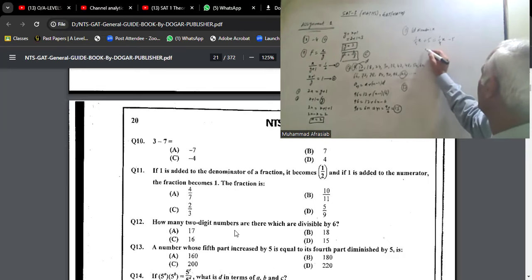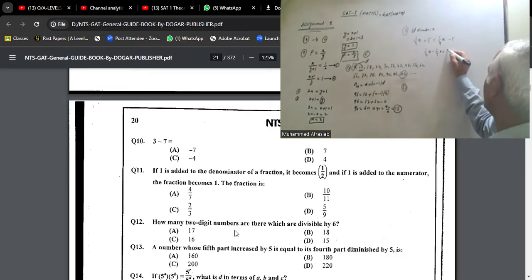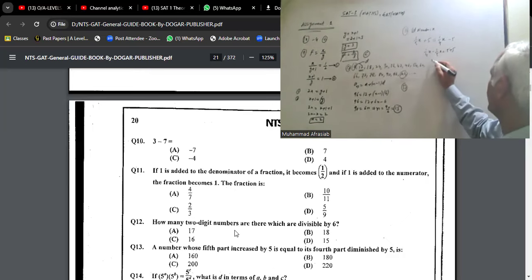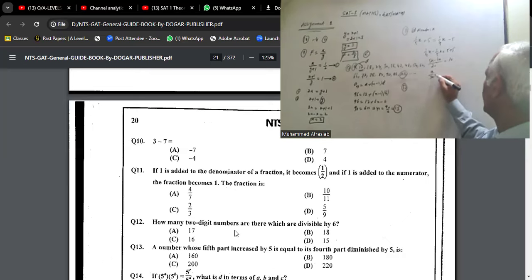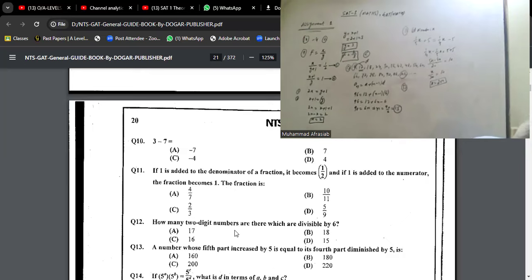This should be equal to 1 over 4 x minus 1 over 5 x is equal to 5 plus 5. So here 20 is the LCM. 5x minus 4x is equal to 10, or x over 20 is equal to 10, or x is equal to 200. So x is equal to 200 is the answer of this C part. So for this question number 13, C is the right choice.